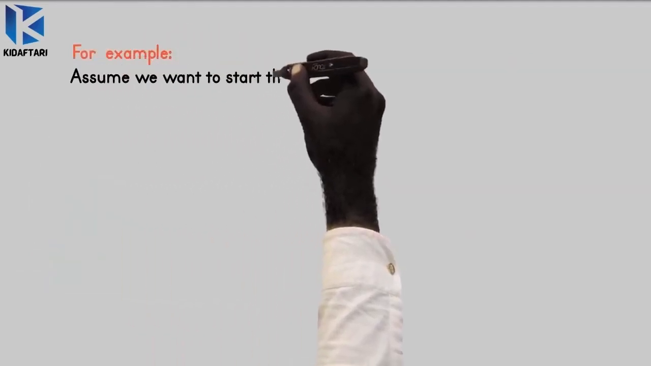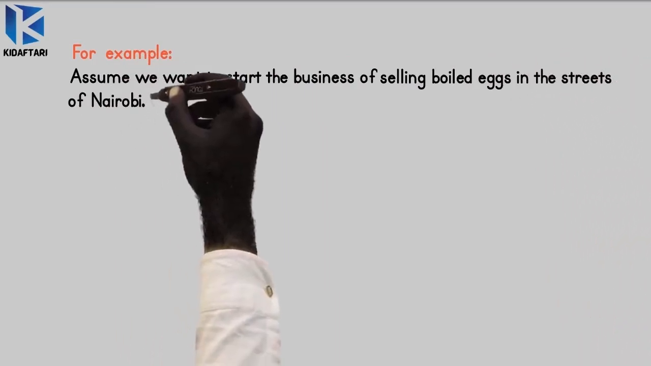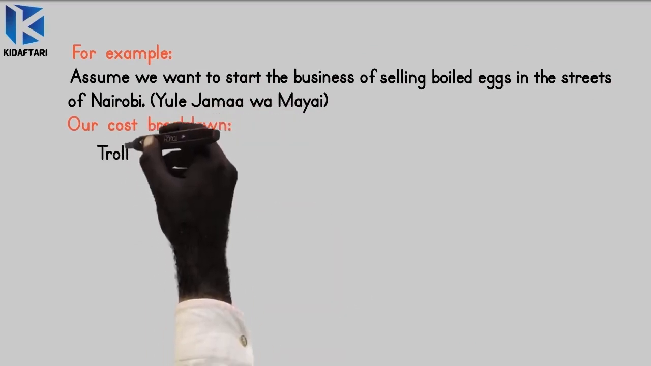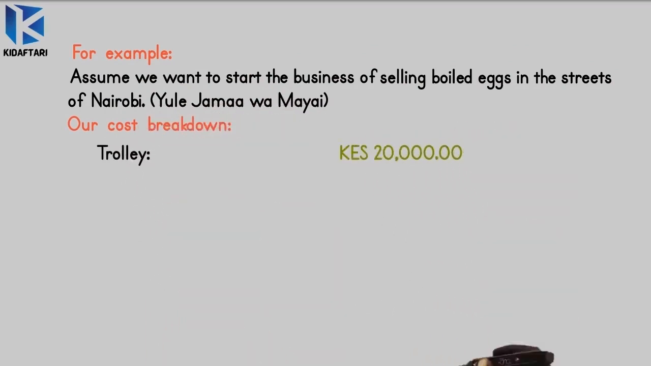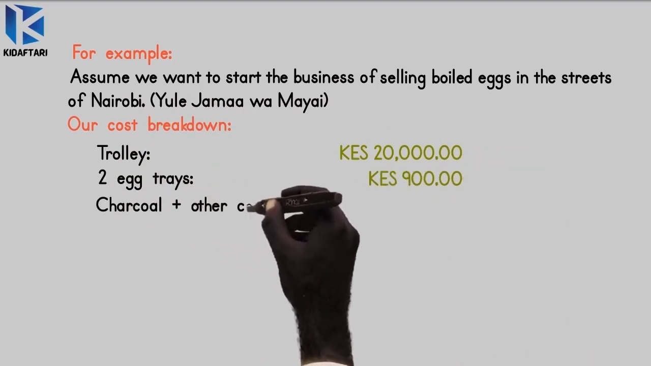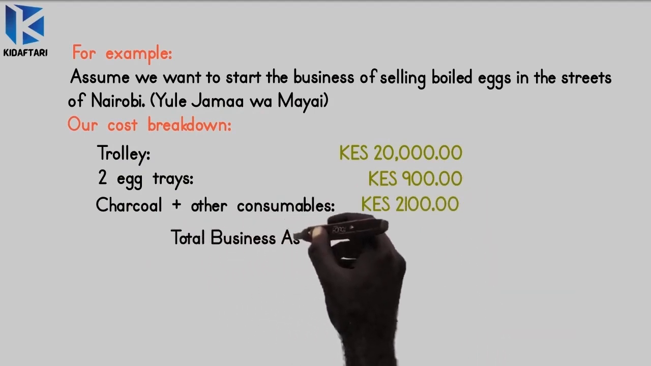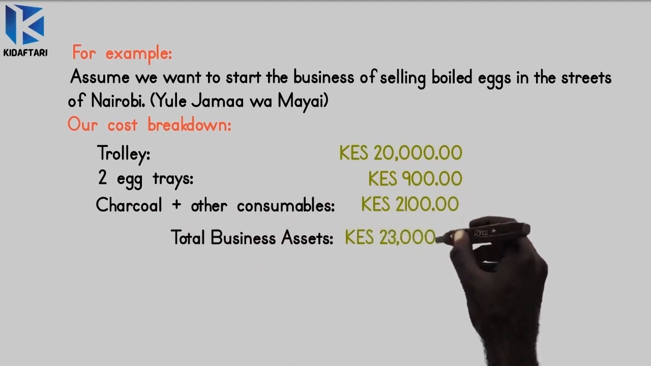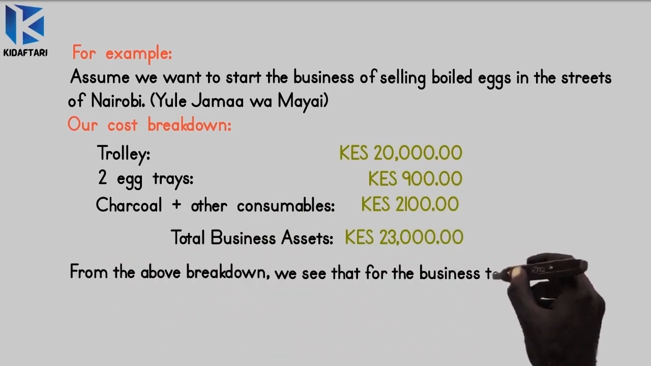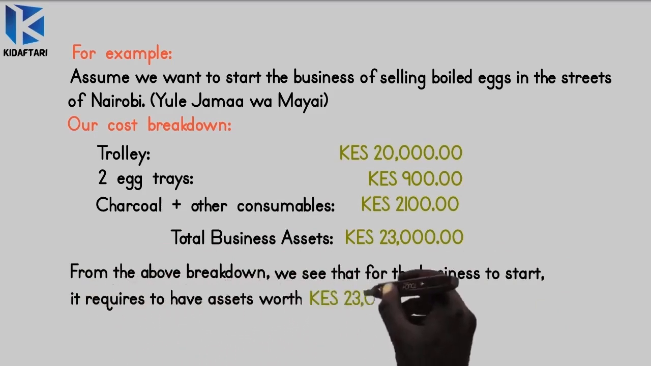For example, assume you want to start the business of selling boiled eggs in the streets of Nairobi. Yule Jamwa Mayai. Our cost breakdown would be trolley, 20,000 Kenya shillings, 2 trays of eggs, 900 shillings, charcoal plus other consumables, 2,100 shillings. The total business assets would be 23,000 Kenya shillings. From the above breakdown, we see that for the business to start, it requires to have assets worth 23,000 Kenya shillings.